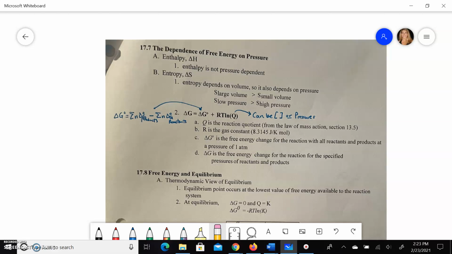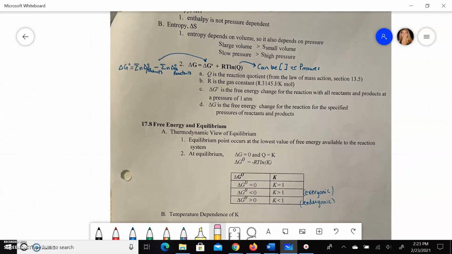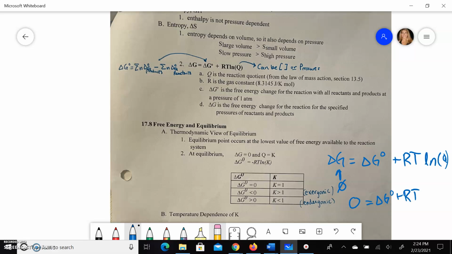Now, here's the cool thing: now that we're talking about equilibrium, the first thing to recognize is that the equilibrium point occurs at the lowest value of free energy available, which means delta G equals 0. That's the lowest energy you can get. And also Q is equal to K at equilibrium. So if we take this equation from up here, we had delta G equals delta G naught plus RT natural log of Q, and we're going to plug in 0 right here. So now we have 0 equals delta G naught plus RT natural log of Q.